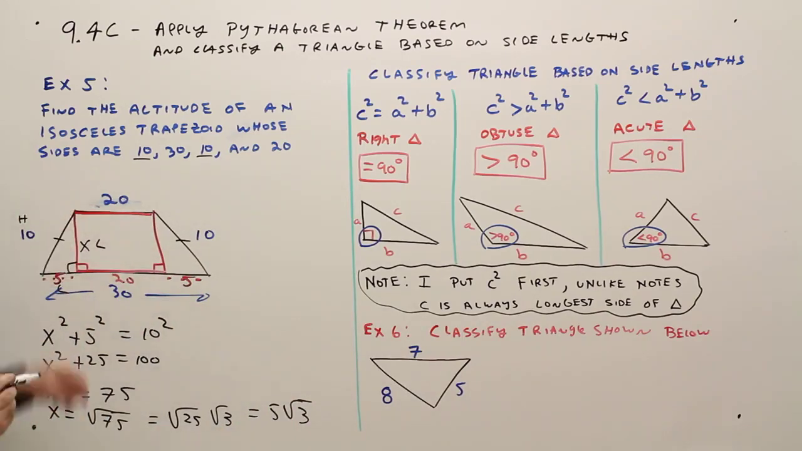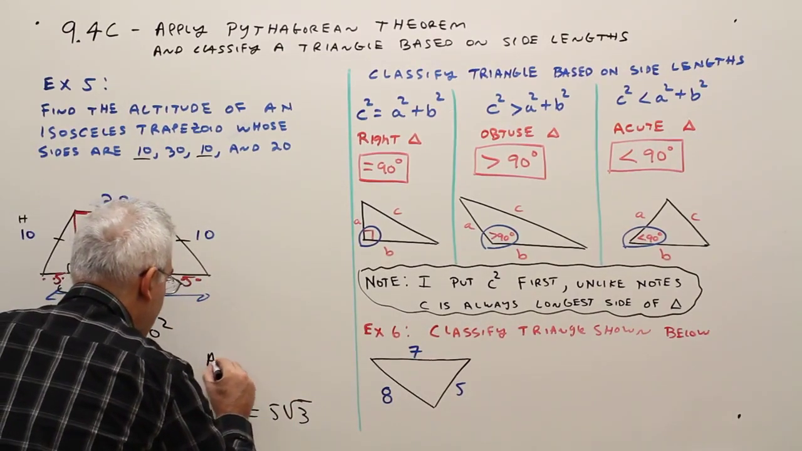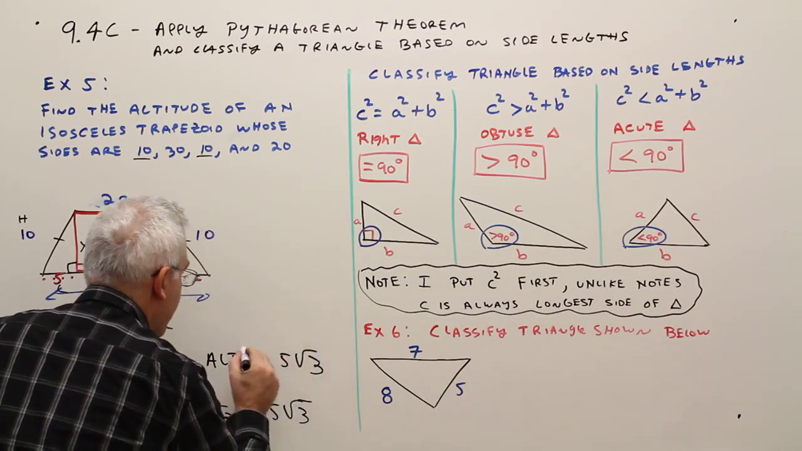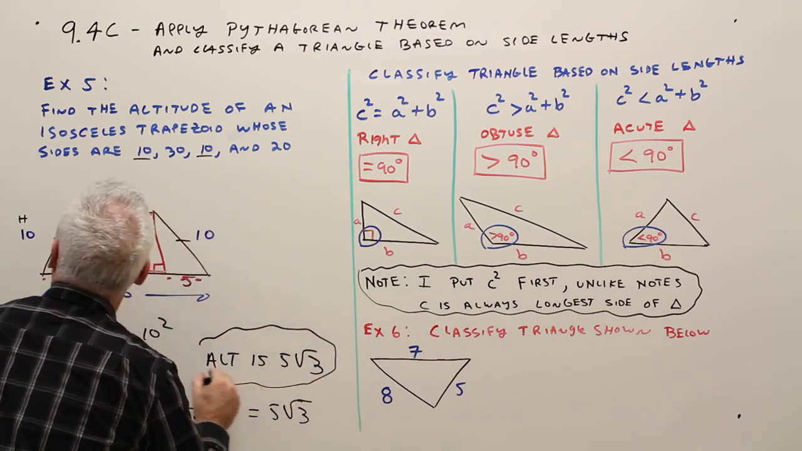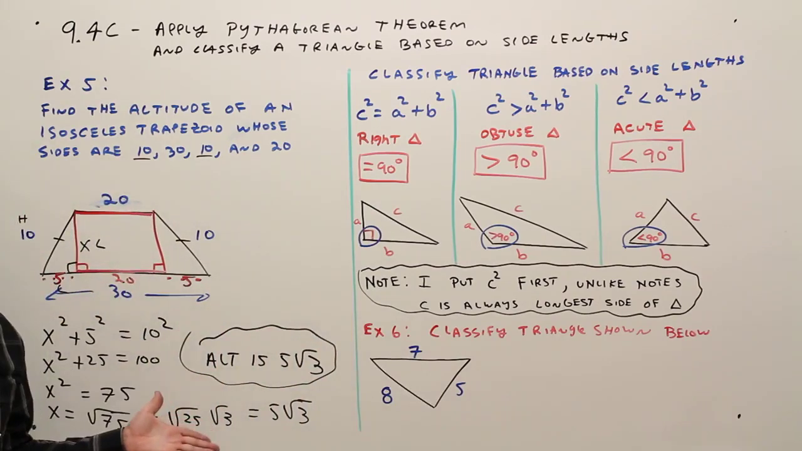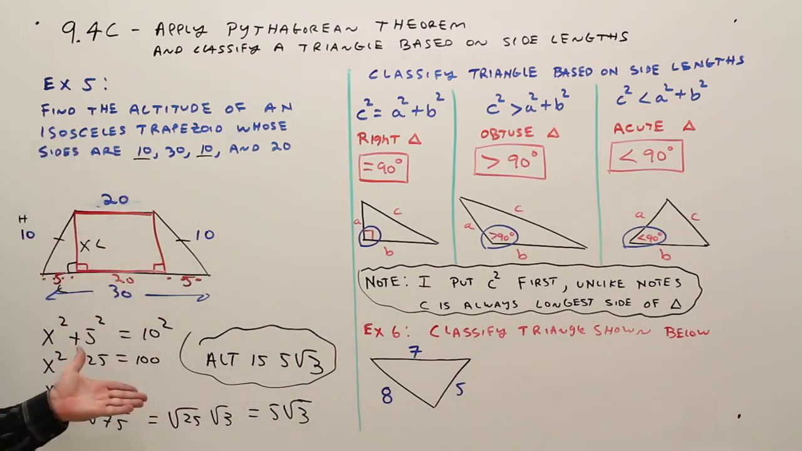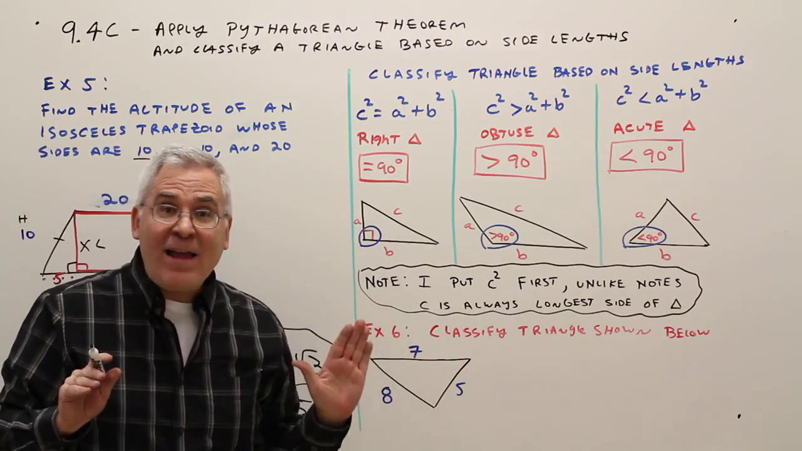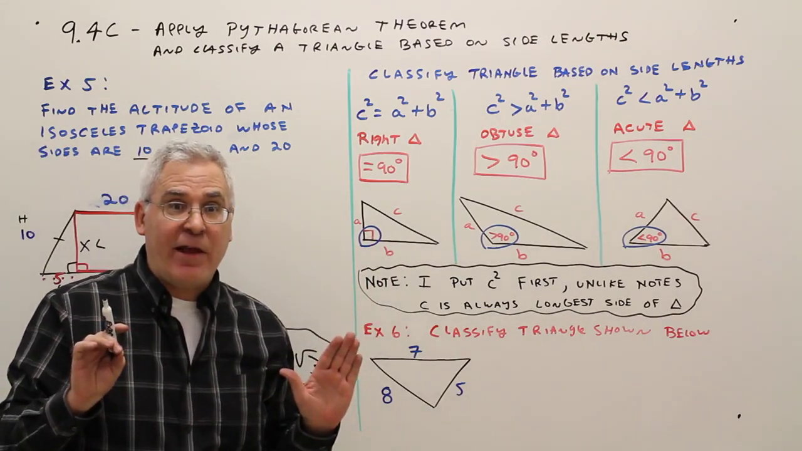And they wanted the altitude, so I'll just write in words. The altitude is 5 square root of 3. And they did not give me any units. Okay, again, a classic problem. All right, now shifting gears. Classifying a triangle based on side lengths.